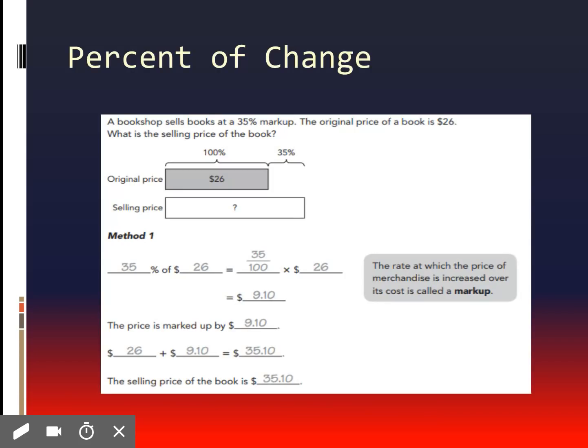So first we have an example here with a bookshop selling books at a 35% markup. So 35% more than what they actually paid. The original price of the books is $26. What is the selling price of the book? So again, what we know is that the original price, or what the total price was first, was $26. So 100% equals 26.